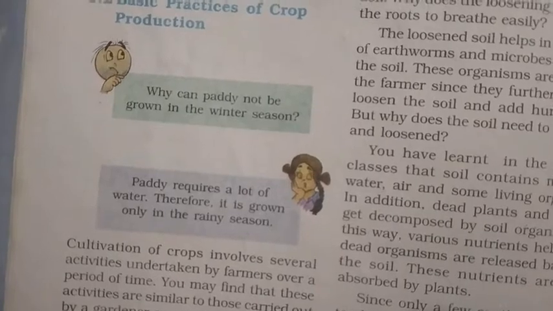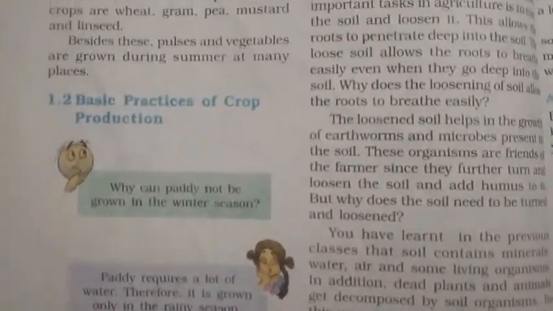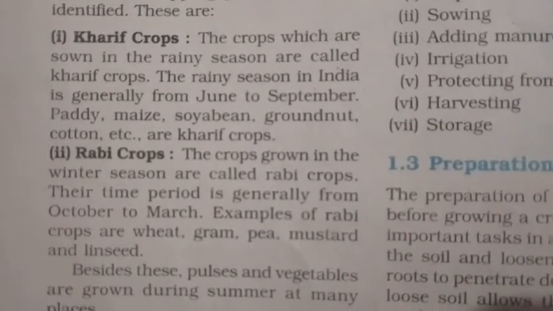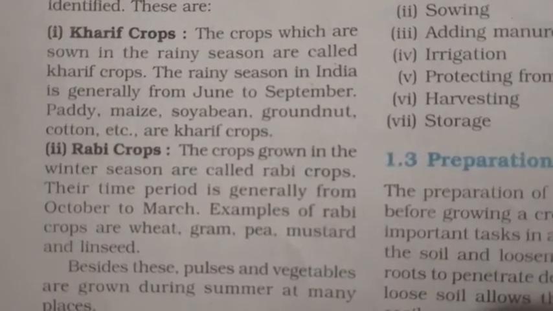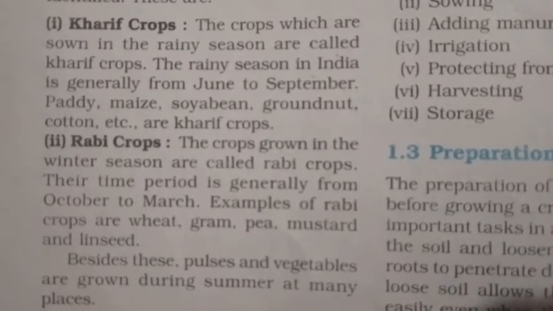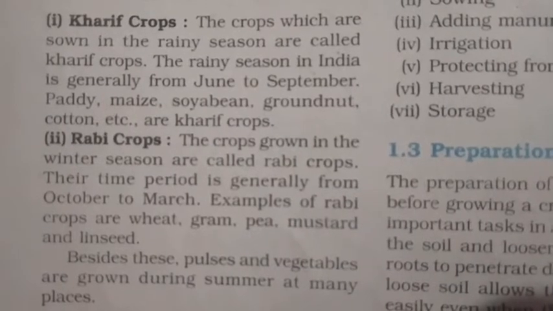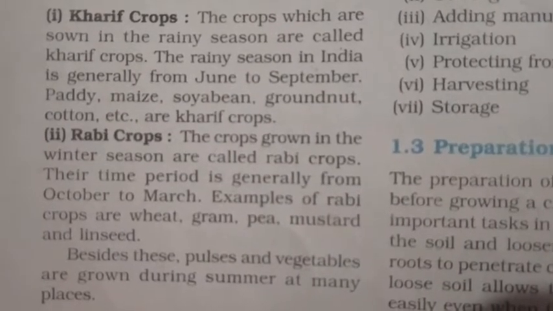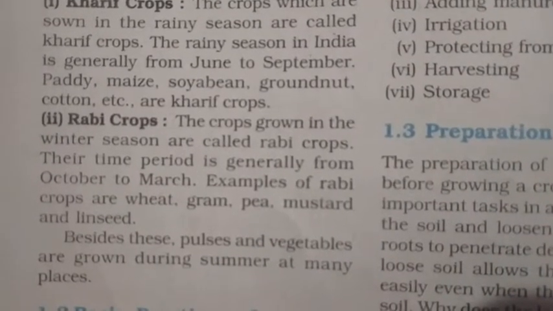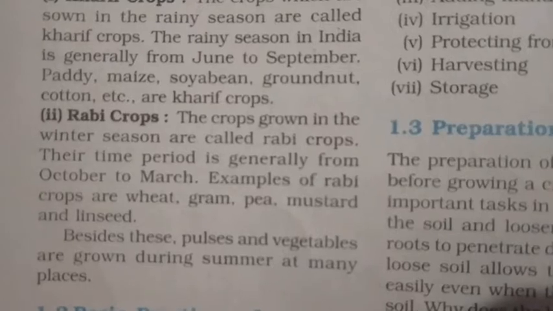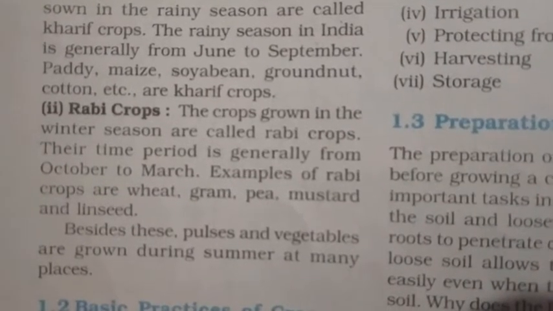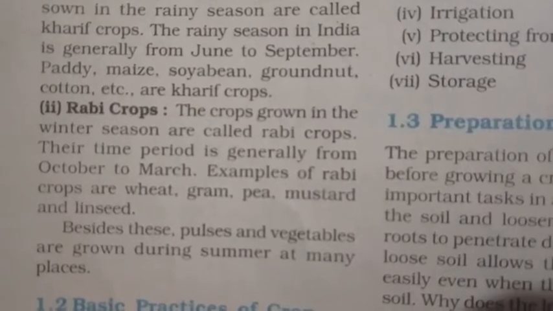Depending on the weather conditions and seasons, we have divided the crops into two groups, that is the Kharif crops and Rabi crops. The Kharif crops are the crops which are sown in the rainy season. For example, paddy, maize, soybean, groundnut, etc. And the Rabi crops are the crops which are grown in the winter season. For example, wheat, gram, pea, mustard, etc.